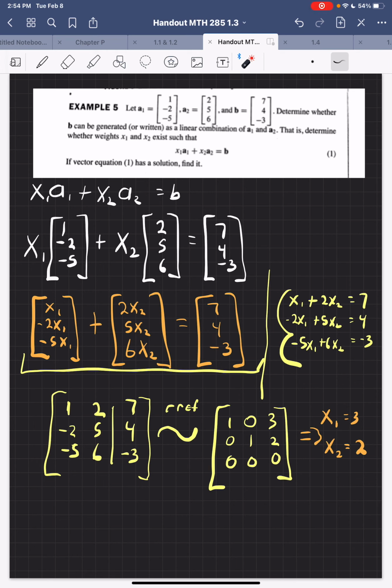Absolutely amazing. It's absolutely amazing that the scalars of your vectors, the weights of your vectors, can be translated to the variables of your systems and your matrix. And the solution to the matrix is the solution of the scalars of your vector equation. Absolutely amazing. The solution to systems are weights of vectors. I'll say that again. The solution to systems are the weights of vectors.